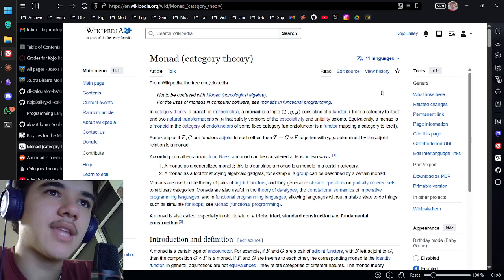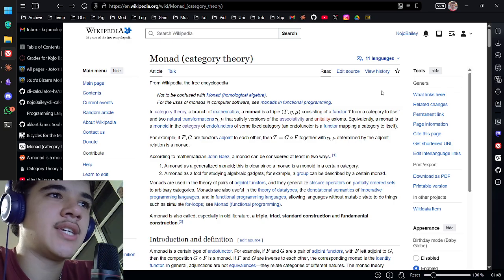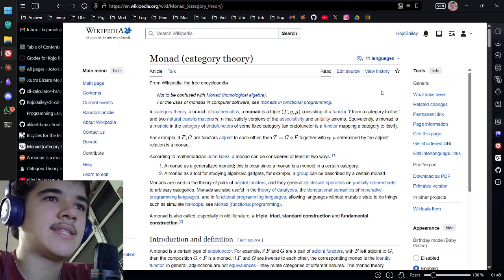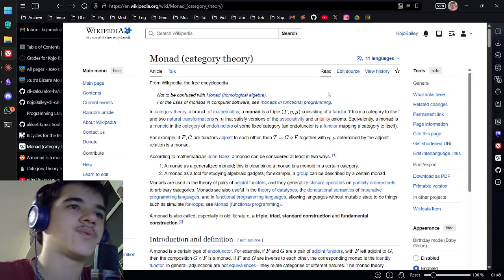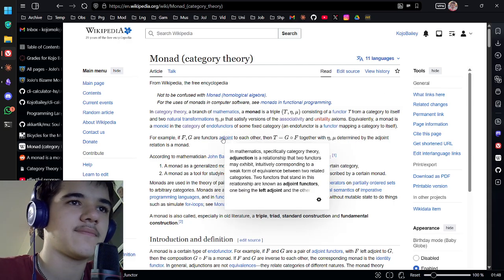So if it's a functor from a category to itself, that must mean that T is the identity, right? Surely. For example, if F and G are functors adjoint to each other, then T equals G of F. What does adjoint mean? Like they go back? Equivalence.